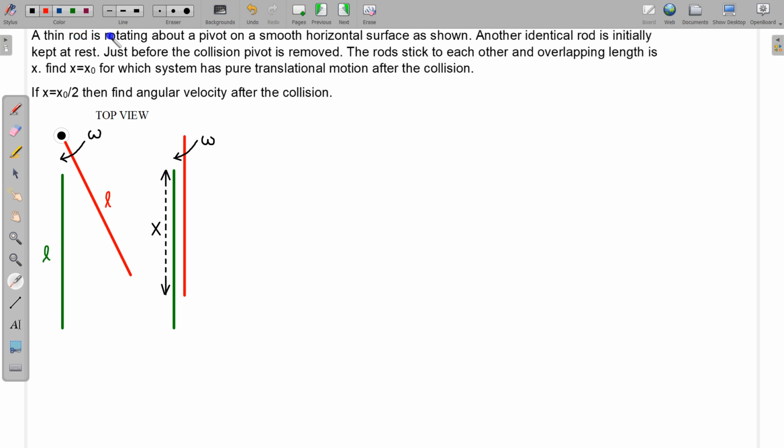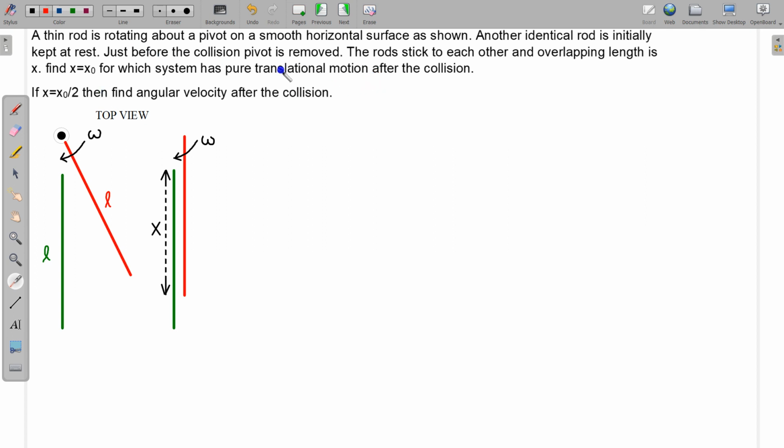In this question, a thin rod is rotating about a pivot on a smooth horizontal surface, and another identical rod is initially kept at rest. Just before the collision, the pivot is removed, and the rods stick to each other with an overlapping length equal to x. We have to find x equal to x naught for which the system has pure translational motion after the collision.